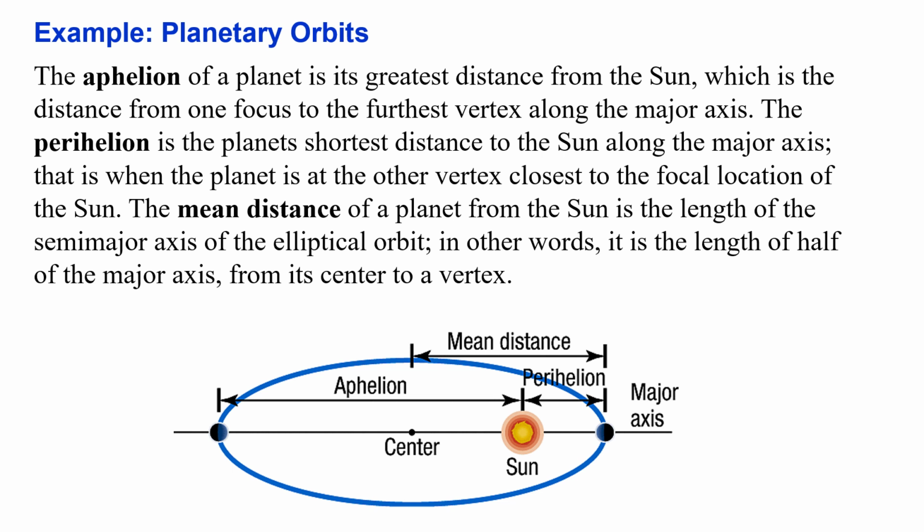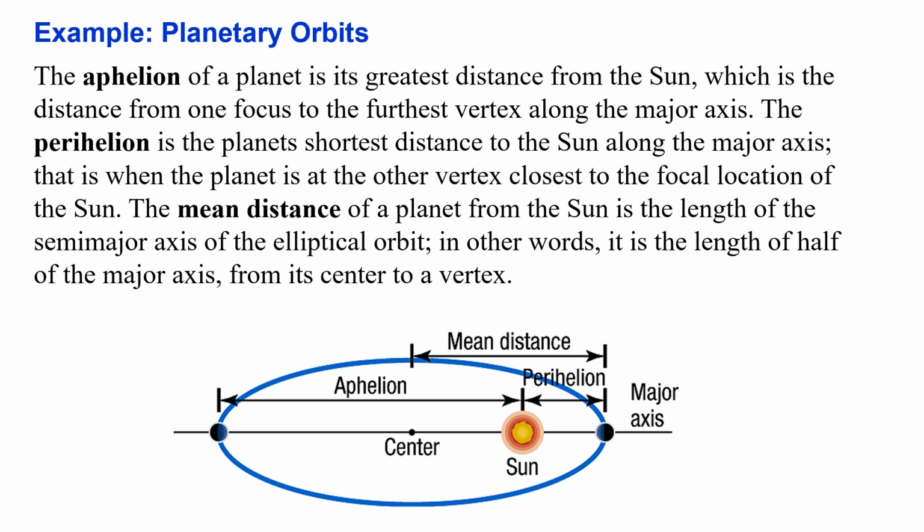Three terms are going to be defined here. They are the aphelion, spelled A-P-H-E-L-I-O-N, perihelion, P-E-R-I-H-E-L-I-O-N, and mean distance. The aphelion of a planet is its greatest distance from the Sun, which is the distance from one focus to the furthest vertex along the major axis.